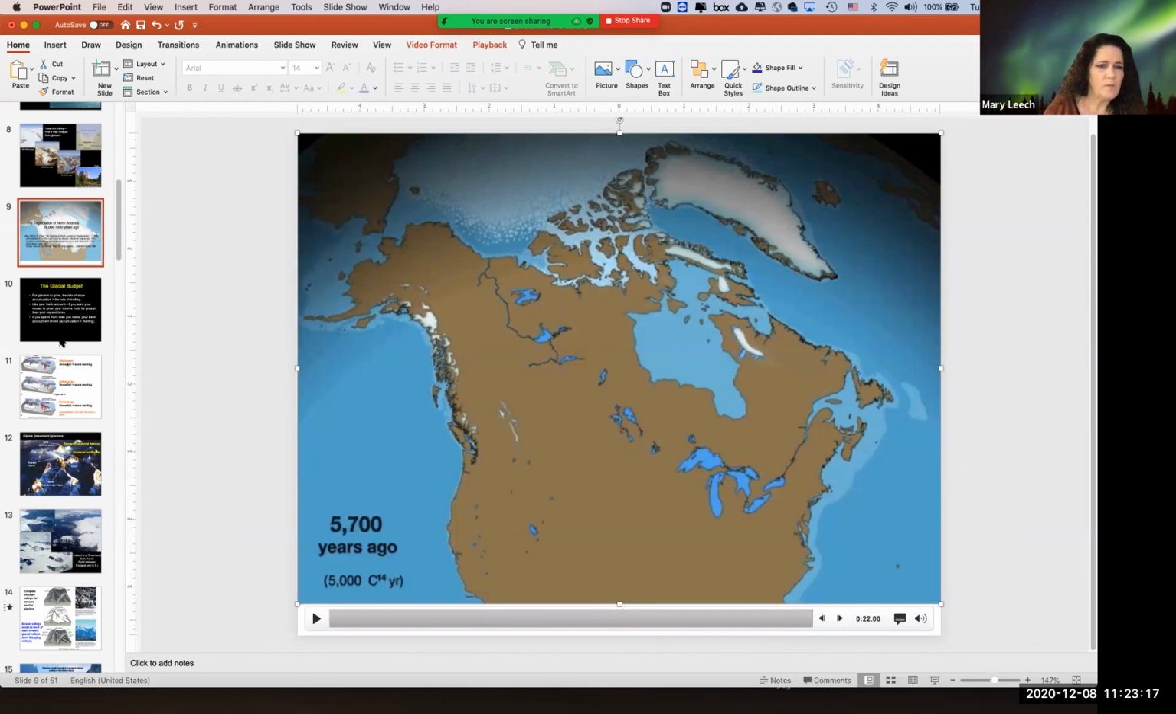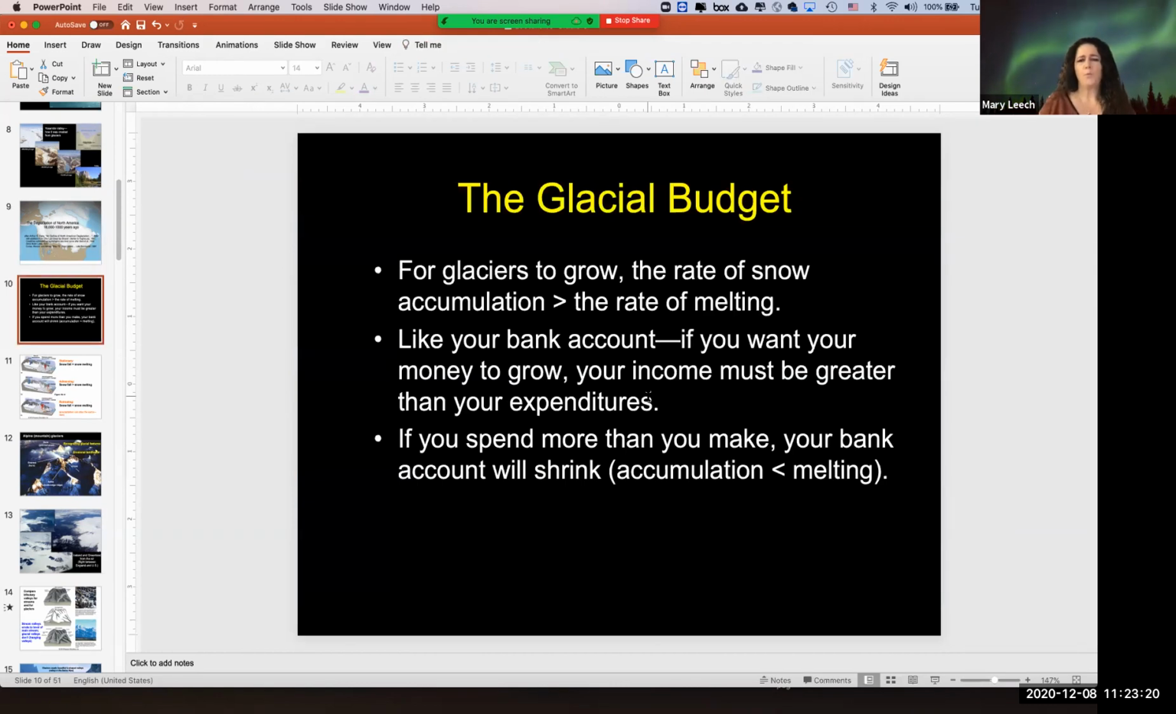Okay, cool. So for glaciers to grow, you have to have a rate of snow accumulation that is greater than the rate of melting, right? So it has to exceed the rate of melting in order to add to the glacier. So this analogy, like your bank account, if you want the money to grow, you have to have higher income than your expenditures. The income is the snowfall, the expenditures is the melting. So there you go.